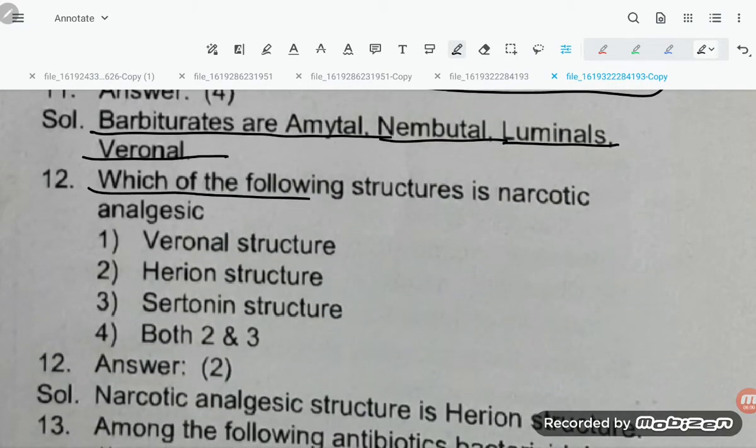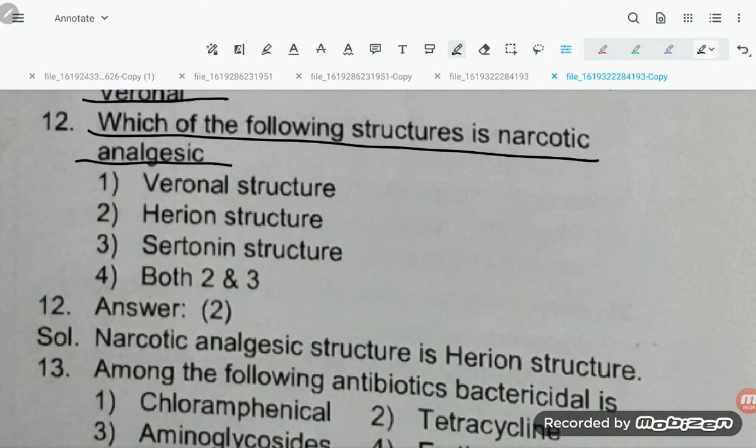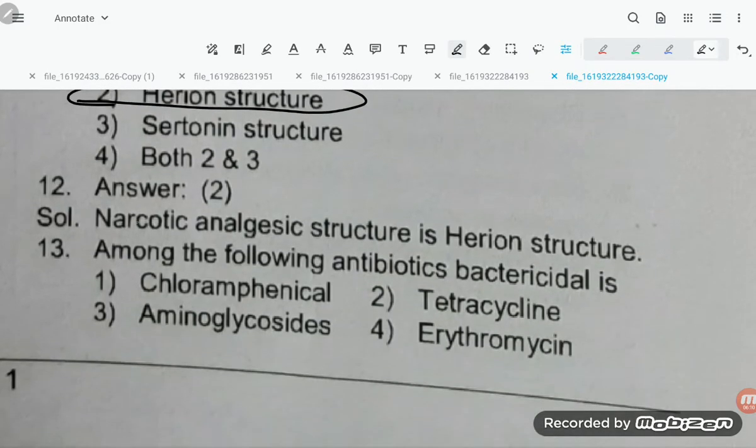Which of the following structures is a narcotic analgesic? The heroin structure is the narcotic analgesic.